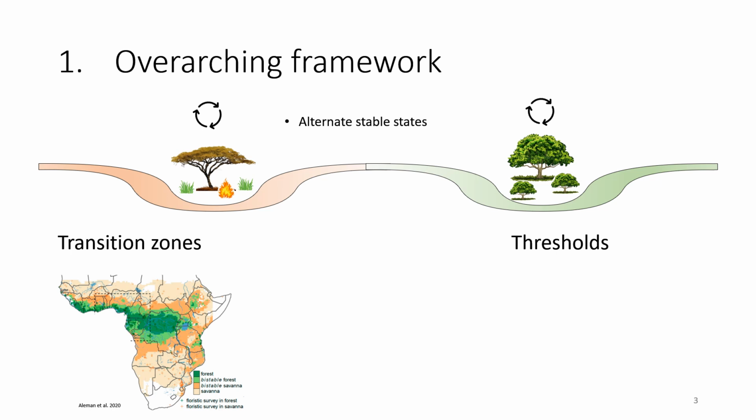So the map here that we can see on the bottom left shows in light green and dark orange these bistable states between forests and savannas. And the specific thresholds that I'm interested in are the floristic thresholds, the structural thresholds, and the functional thresholds. But for this presentation, I'm going to focus on the floristic thresholds.